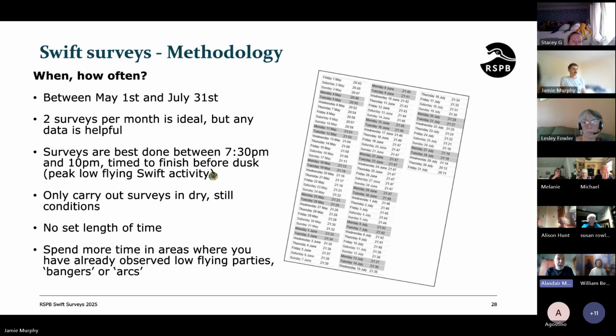There's no set length of time. Just as long as about an hour, longer if you want, but don't spend huge amounts of time if you're not really seeing anything. Spend more time in the areas where you've already seen low-flying parties of swifts. So if you're seeing them flying around the banger or arcs, which I'll talk about in a minute, then that's a good idea to concentrate and see if you might find some nests.